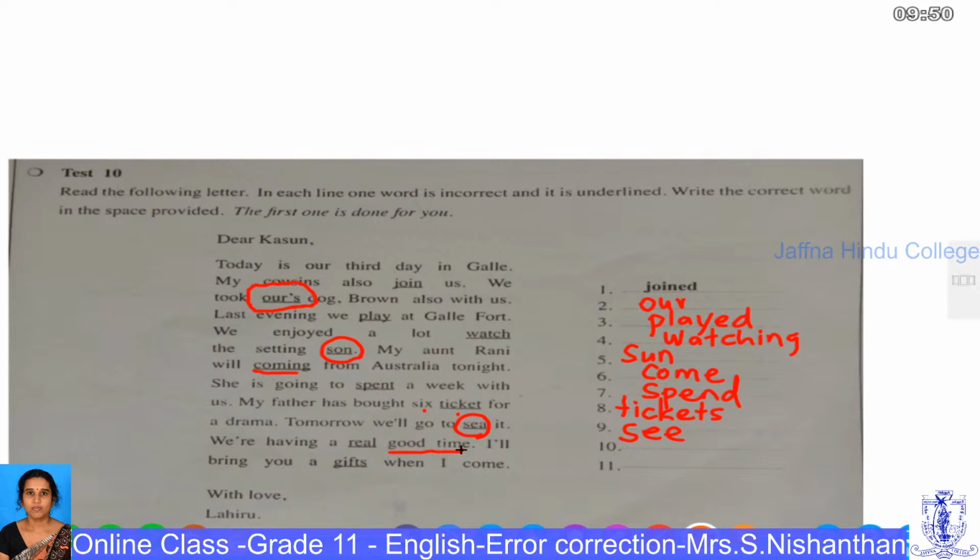Please switch on your microphones. Check whether your microphones are muted. Check whether your microphones are muted.